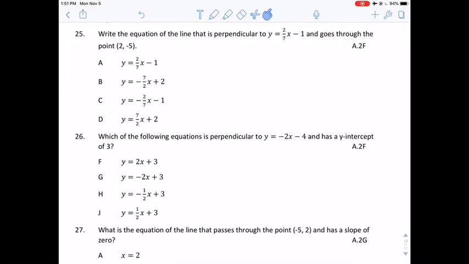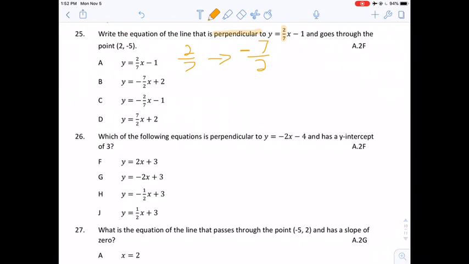25. Write the equation of the line that is perpendicular to y equals 2/7x minus 1 and goes through the point (5, -5). Okay, so let's begin by understanding it needs to be perpendicular. If it's perpendicular, it needs to be the opposite reciprocal of the original slope. So if my original slope was 2/7, my opposite reciprocal, the first one being positive, needs to be negative, and then needs to be flipped to 7/2.